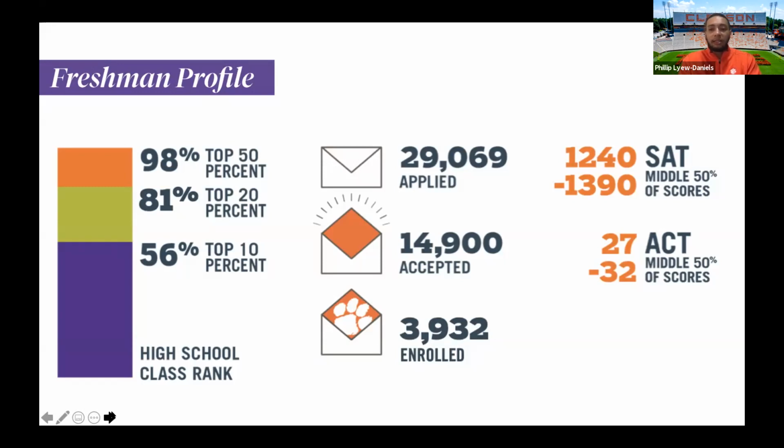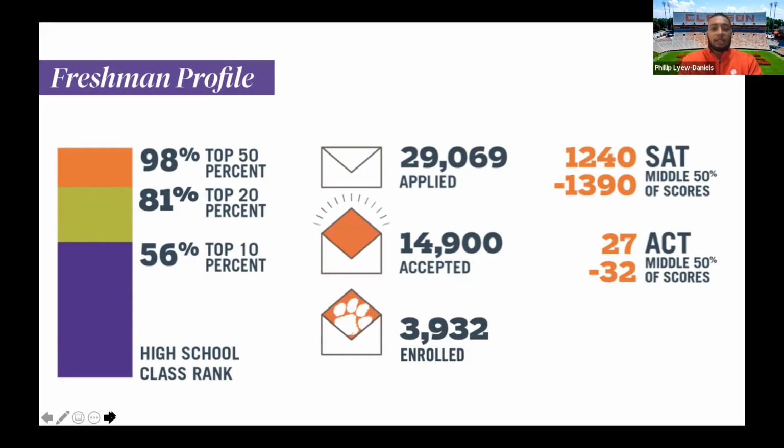So here on the far right side of the screen, you see my SAT and ACT middle 50% scores. Again, we don't have minimums, but for my students that need something to shoot for, my students that want to gauge whether or not they're quote unquote competitive for Clemson admissions, we give you the middle 50% ranges of what our incoming freshmen have looked like. So that's a 1240 to 1390 on the SAT, 27 to 32 on the ACT.